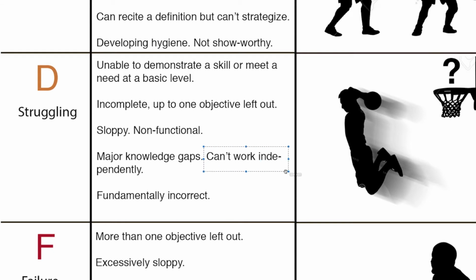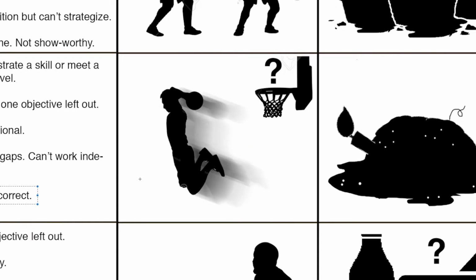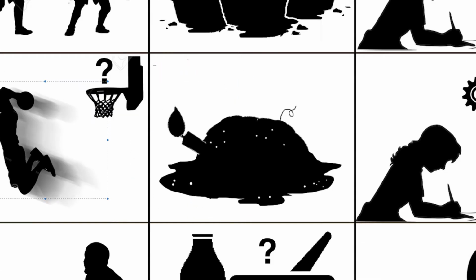unable to work independently. Basketball, this could be anything ranging from unable to dribble to fully incorrect, meaning the student is trying to slam dunk away from the basket, right? So effort is not a factor in the demonstration, it's correctness. For a process means that a major step was left out or there was a major gap.